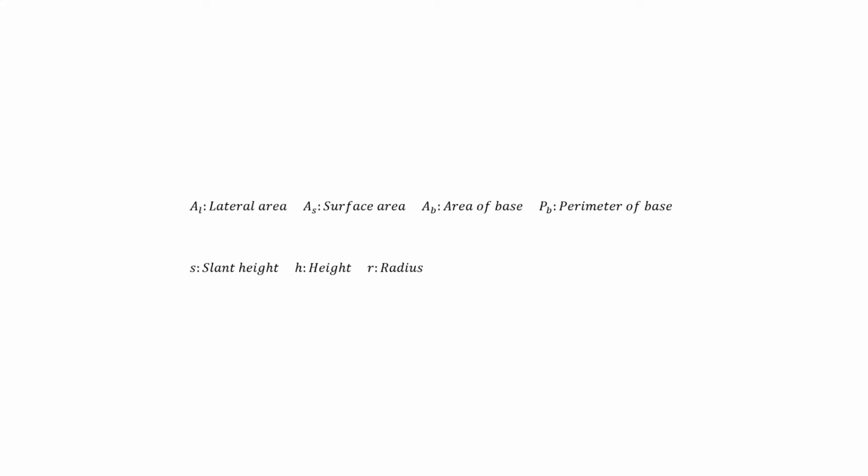When we're talking about all of these different calculations, we're going to use the notation A with a subscript L to denote lateral area, A with a subscript S to denote surface area, A with a subscript B to denote the area of the base. P with a subscript of B indicates the perimeter of the base, S indicates the slant height, H indicates the height, and R indicates the radius.